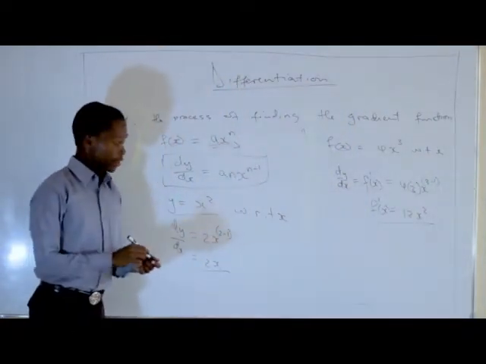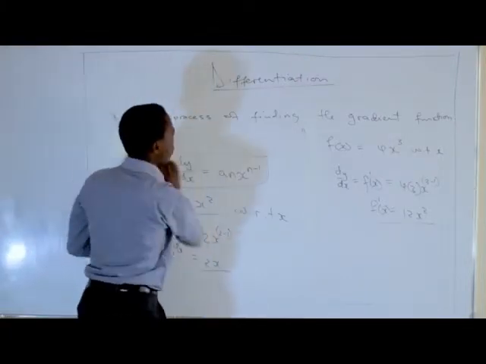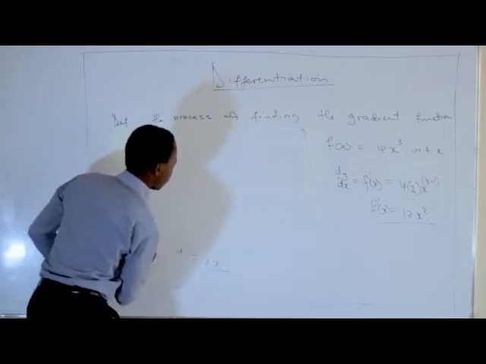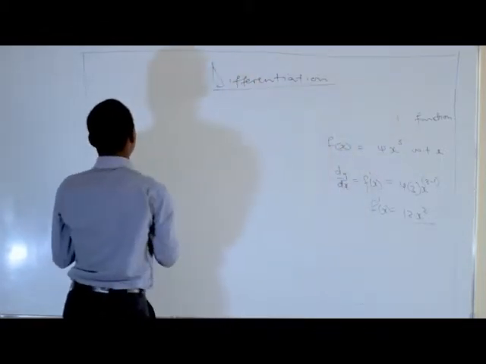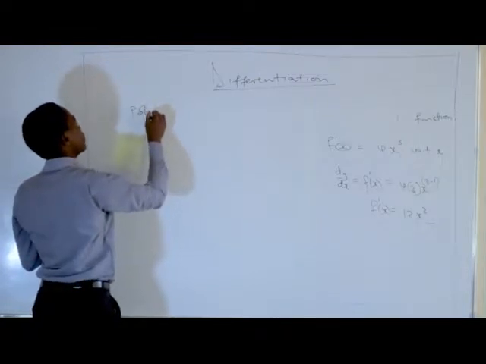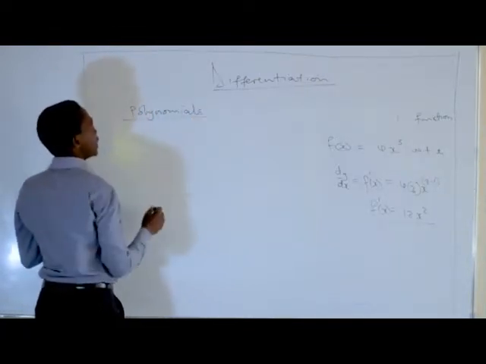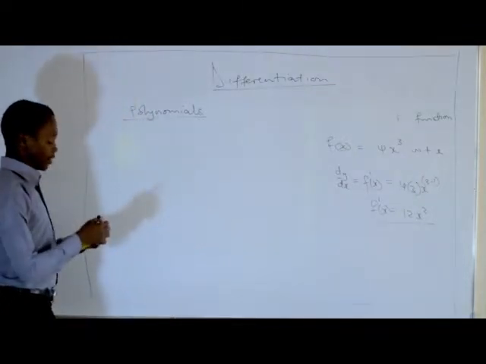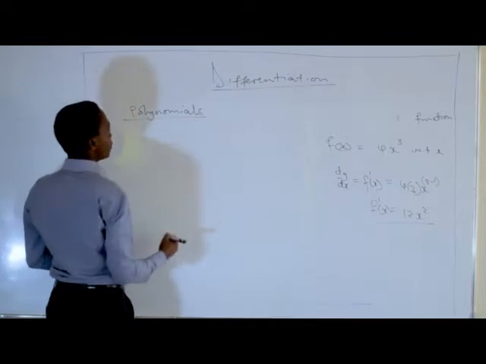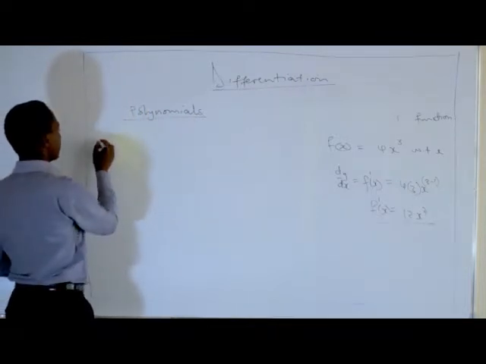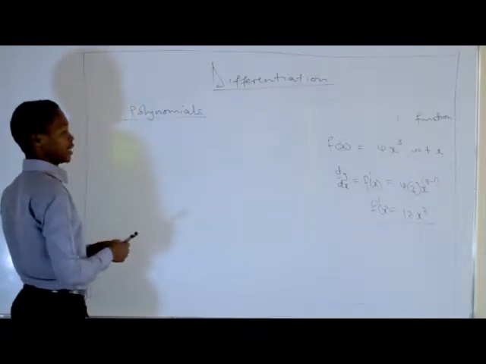So we move on to another concept. We want now to differentiate polynomials. Basically, a polynomial is any mathematical statement which has got many parts, because nomial means part and poly means many. So we want to differentiate any mathematical function which has got a lot of parts.